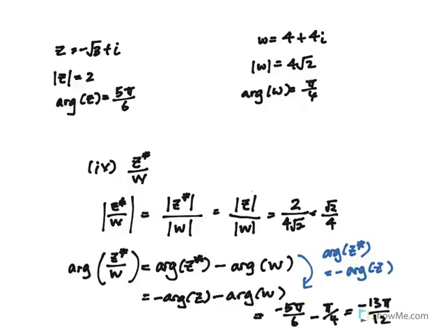Negative 13 pi over 12, we realize this is not within the principal range. We want the principal range to be between negative pi and pi. So what do we do? If the answer is too small, we add 2 pi to it. If the answer is too big, we subtract 2 pi from it. Depending on the case, it can also be adding or subtracting multiples of 2 pi. In this case, negative 13 pi over 12 is not within the principal range, so we need to add 2 pi to it. If you add 2 pi, your final answer will be 11 pi over 12.